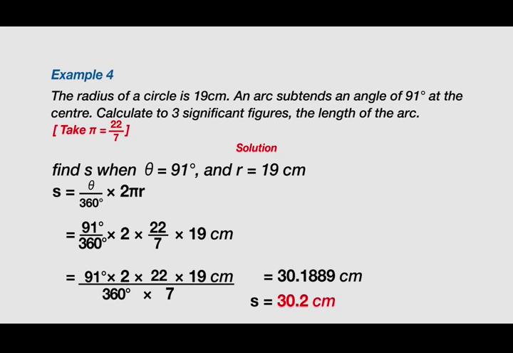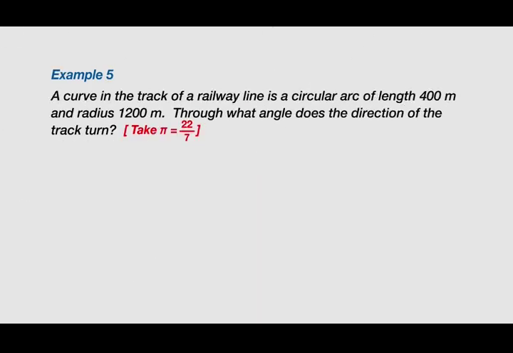Now, example 5. It says a curve in the track of a railway line is a circular arc of length 400 meters and radius 1,200 meters. The question says, through what angle does the direction of the track turn? And the question says, take pi to be equal to 22 over 7.